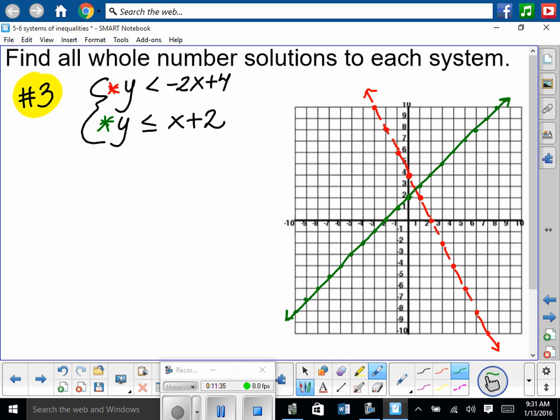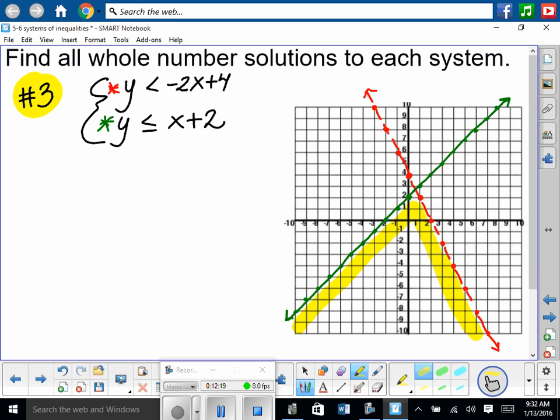Okay, questions up to here? Now we're going to go ahead and shade the correct region on our graph. The y values have to be less than this line, this -2x + 4, which was my red line. So the y values less than that would be below the line, guys, below the line. That would be all of this right here, right? But at the same time, it also has to be y values less than or equal to x + 2, so it also has to be below the green line. Is everybody good with that? So it has to be below the red line and below the green line at the exact same time. So we're only shading in this region.